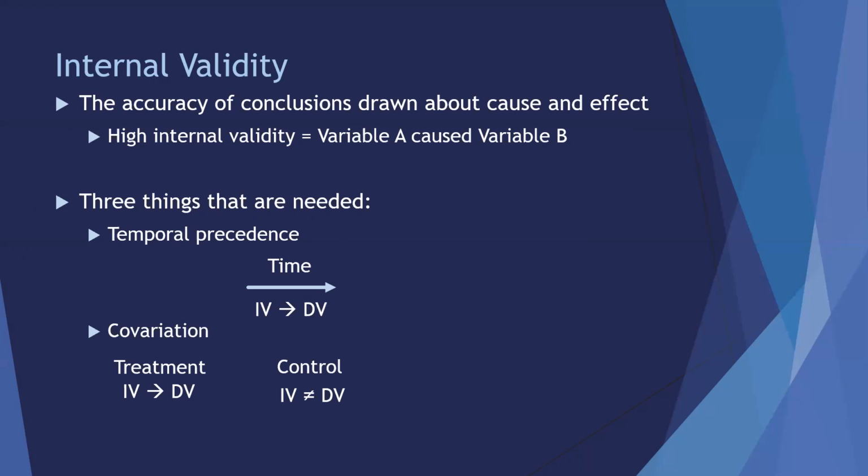Covariation is when participants in the experimental condition show the effect, while participants in the control condition do not. The final criterion to have internal validity is to eliminate any third variables or alternate explanations for the relation between sleep and exam scores. In this example, amount of study time could be a third variable.